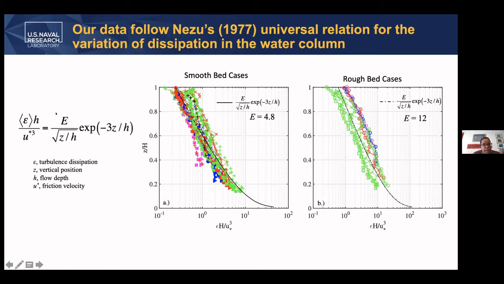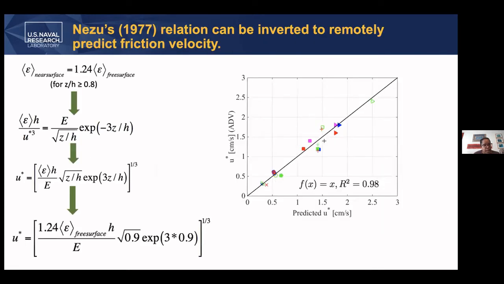What I did was I took this relationship. This is the friction velocity. I took this relationship, I rearranged it to solve for the friction velocity, as you can see here, in this expression right here. And I plugged everything I know into this bracket. And in doing this, I now have a remote method of predicting the friction velocity. Here are my predictions on this axis right here. Here are my friction velocities estimated from the ADV profiles themselves.